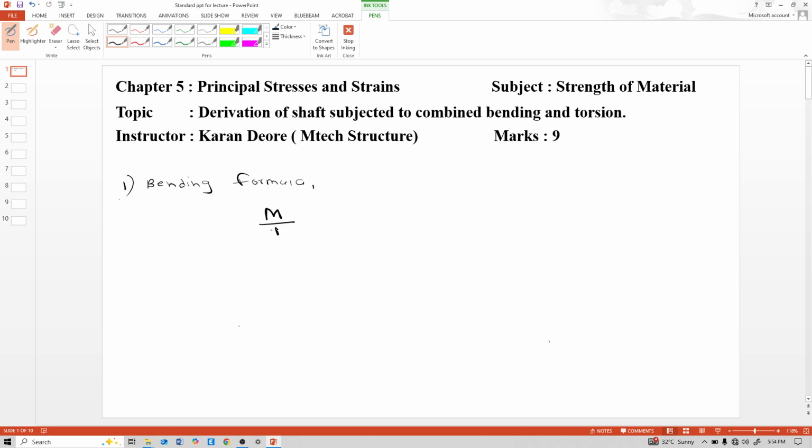M by I is equal to sigma by Y is equal to E by R. This M is nothing but the bending moment, I is moment of inertia, sigma is stress, Y is the distance between the neutral axis and the elemental strip, E is modulus of elasticity, and R is the radius of curvature.